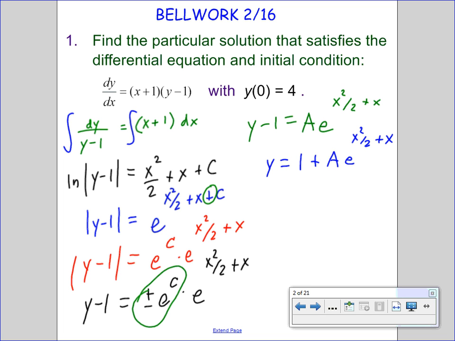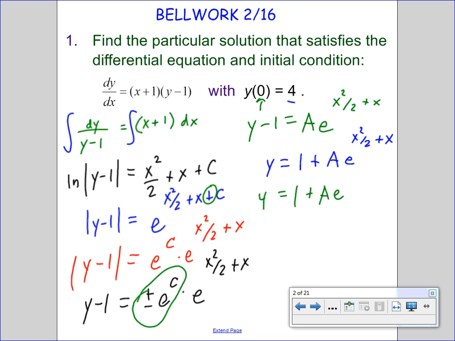All right, but we still haven't pinned down that unknown constant a. For that we'll use our given condition. That is y of 0 equals 4. So I'll go ahead and plug in 4 for y, and we'll plug in 0 for x.